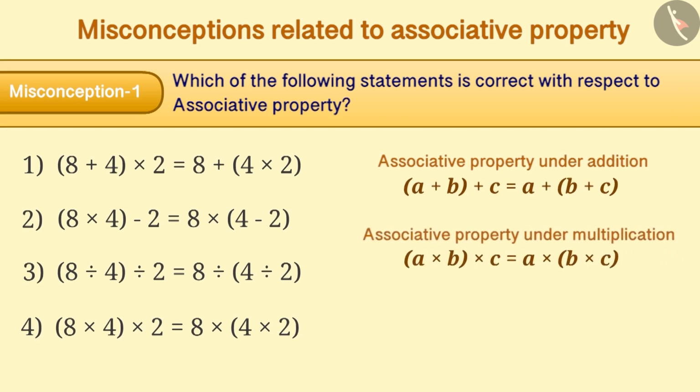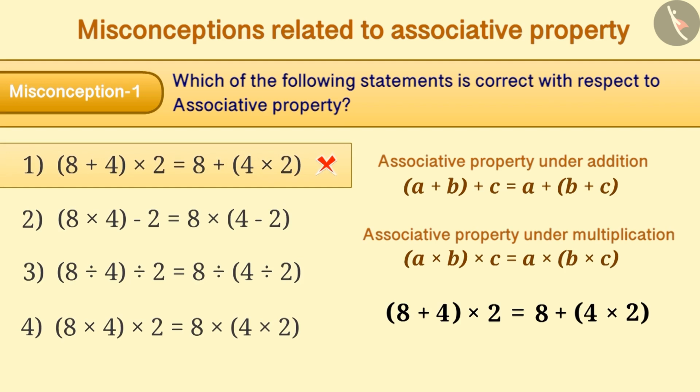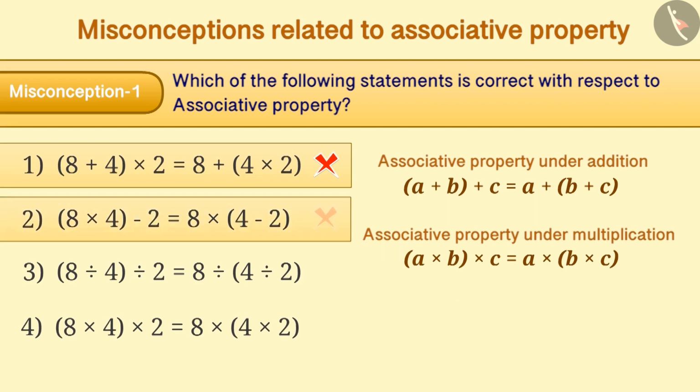Due to difficulty in understanding, associative property is used in an incorrect way, and (8 plus 4) into 2 is assumed to be equal to 8 plus (4 into 2). With this understanding, option 1 is chosen as the answer, which is incorrect. Due to lack of proper understanding of associative property, option 2 is chosen.